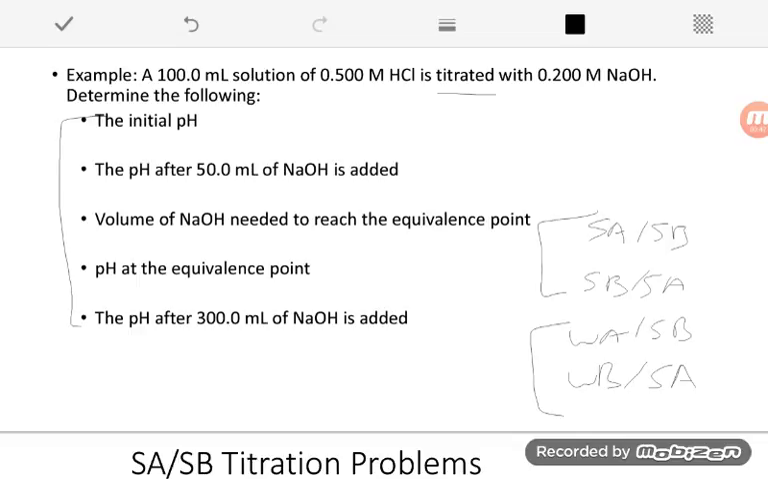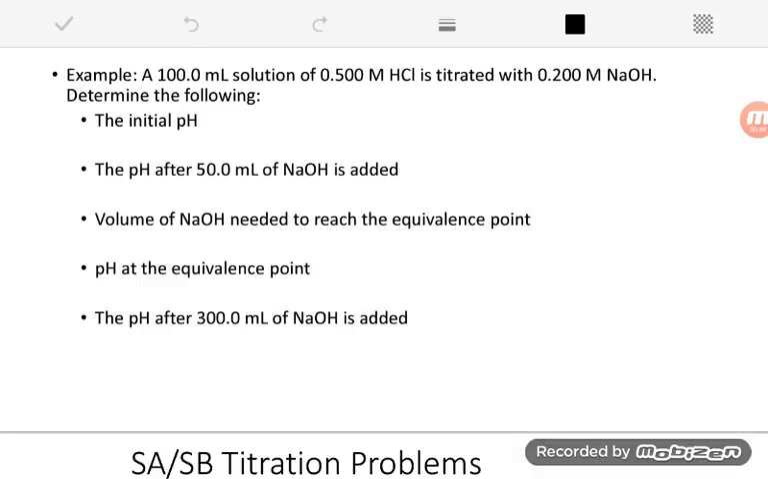To figure this out, all we need to do is look at what we start with. Here I have 0.5 molar HCl, and I recognize that guy is a strong acid. And I have 0.2 molar NaOH. I recognize that that guy is a strong base. Therefore, I must have a strong acid, strong base titration. And I like to know that because then I have a general idea of what to expect and what I should be doing during my titration problem.